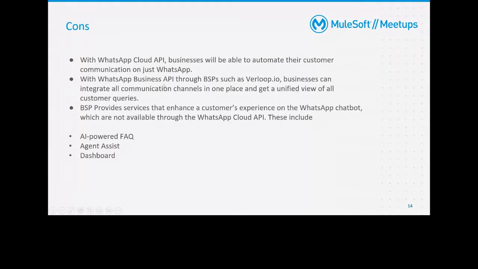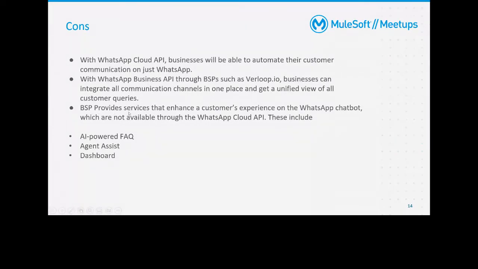Okay, with WhatsApp Business API, there are business service providers such as Verlu.io. This is also one of the business service providers that provide you WhatsApp business messaging options. So they can integrate all communication channels in one place. Basically, if you are using WhatsApp Cloud API, you will have to integrate different platforms in different ways. You will have one integration for WhatsApp, one integration for Instagram and so on. With these business service providers, they provide you this one unified view, so you can get all this information in a single dashboard.